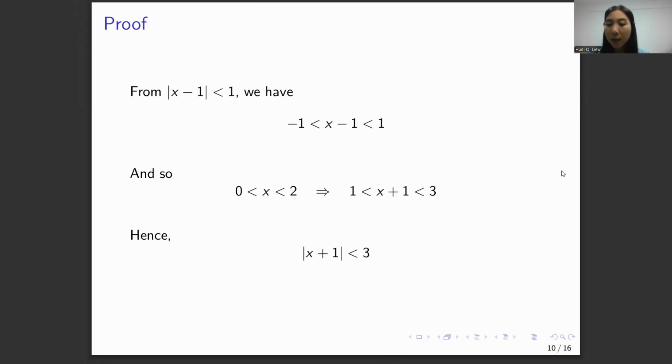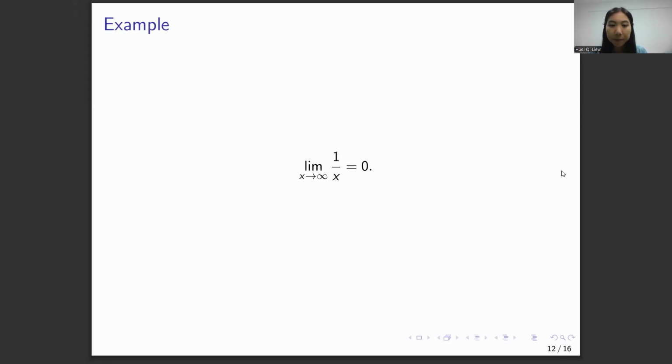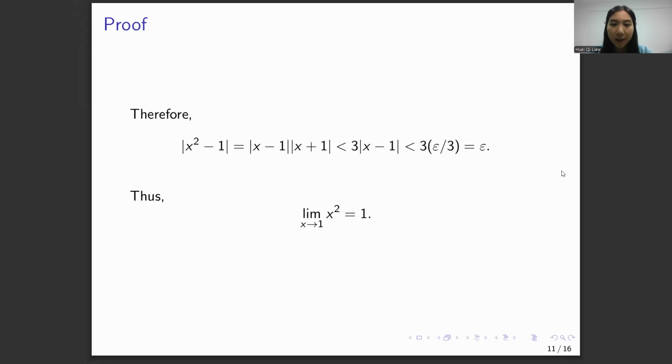With these bounds, we can now complete the proof. We put everything together. We have absolute value of x squared minus 1 equal to absolute value of x minus 1 times absolute value of x plus 1. Since absolute value of x plus 1 is less than 3 and absolute value of x minus 1 is less than epsilon over 3, the whole expression is less than epsilon. And then we have proved that the limit of x squared as x approaches 1 is equal to 1.